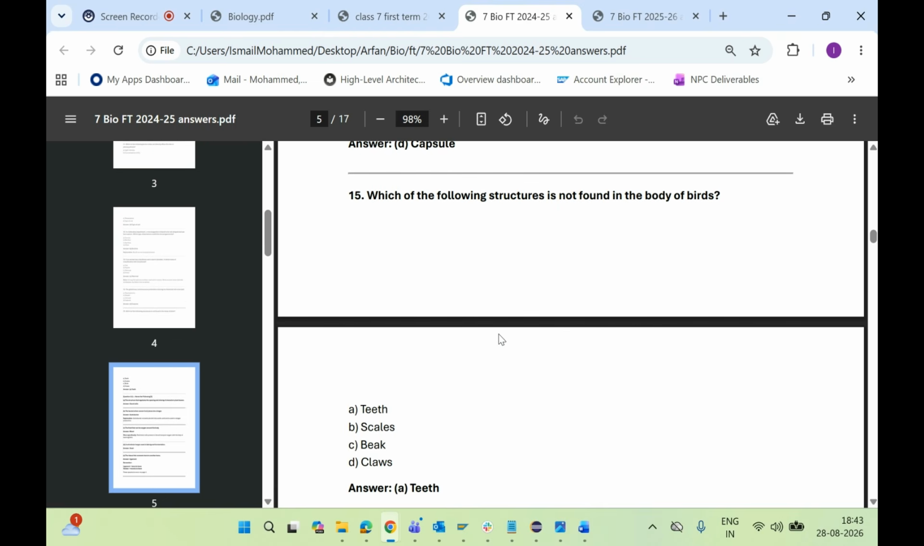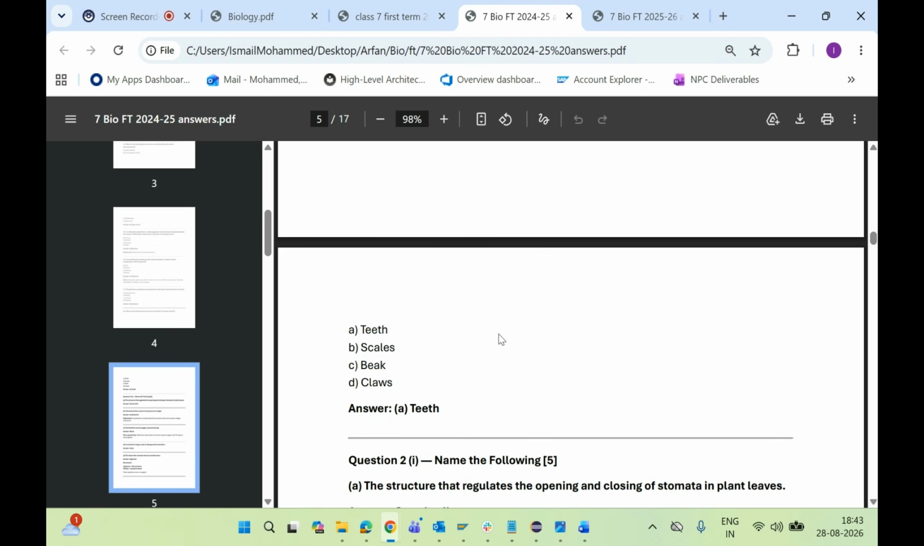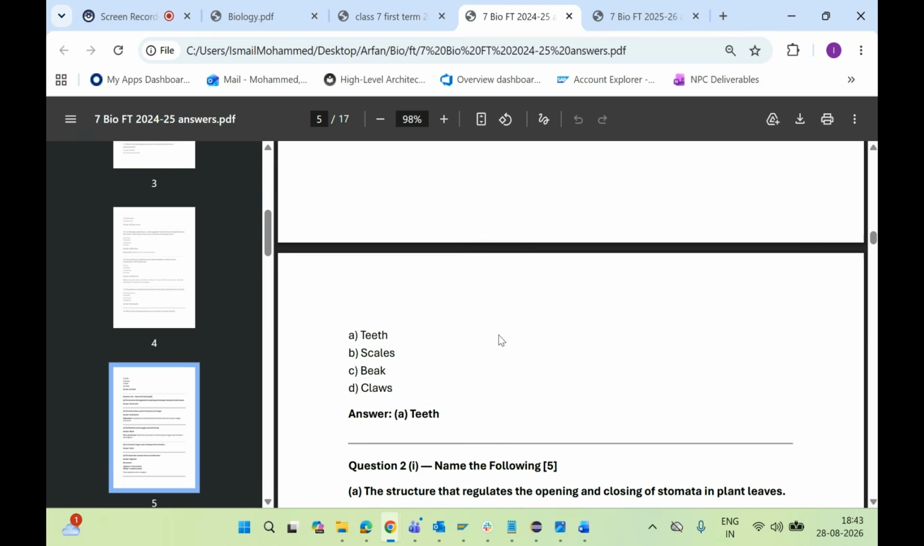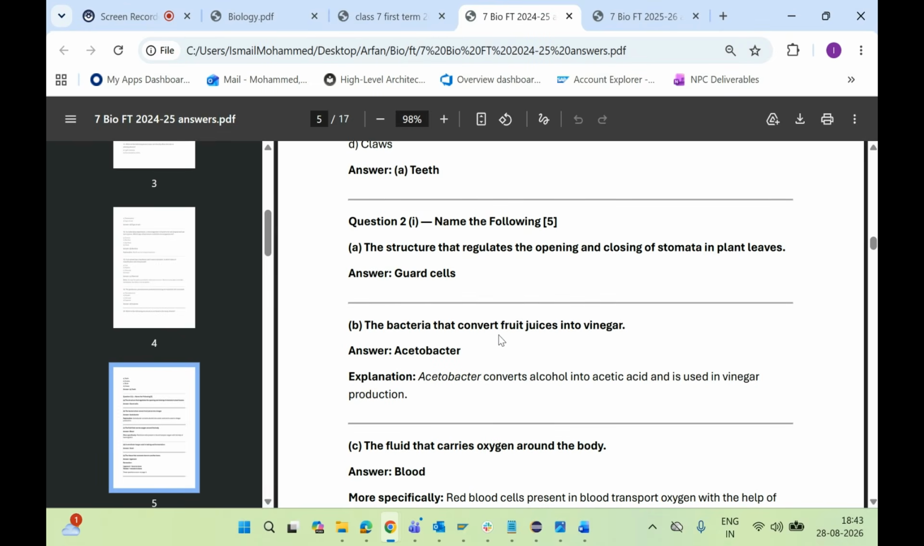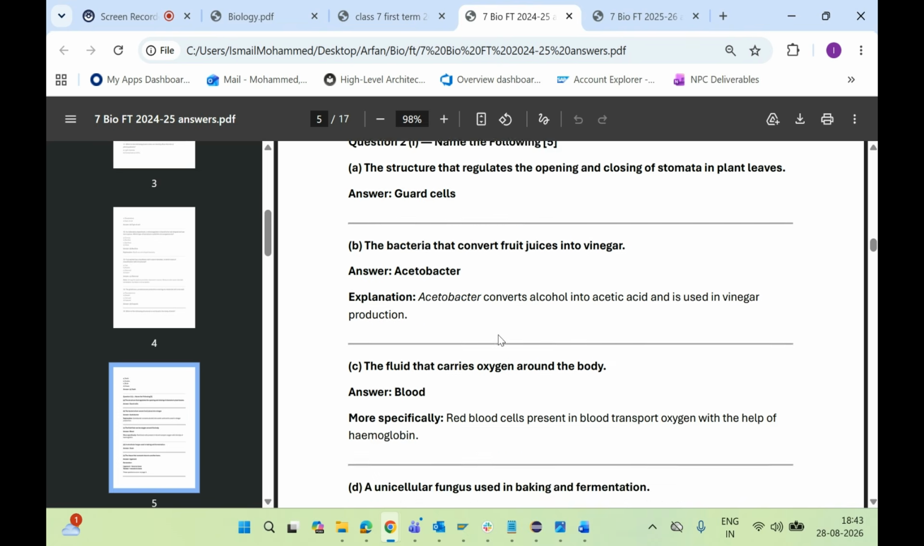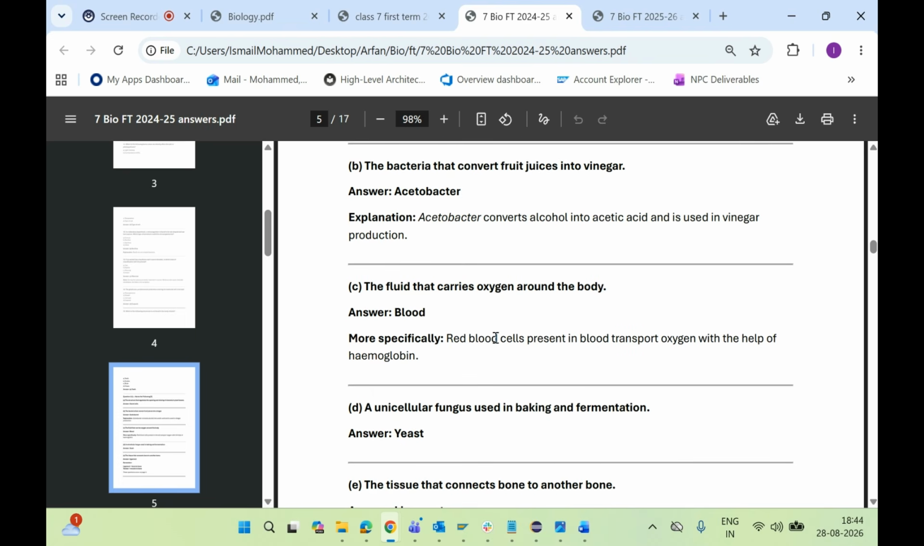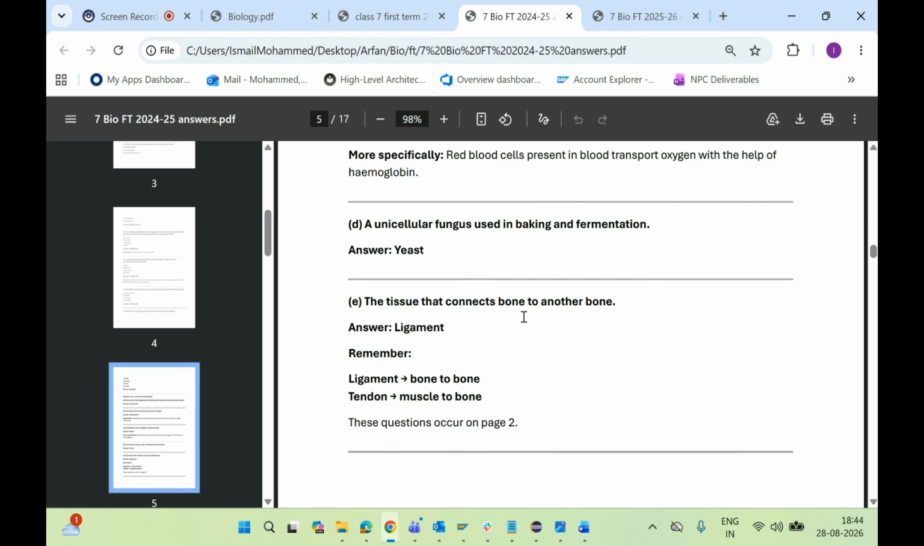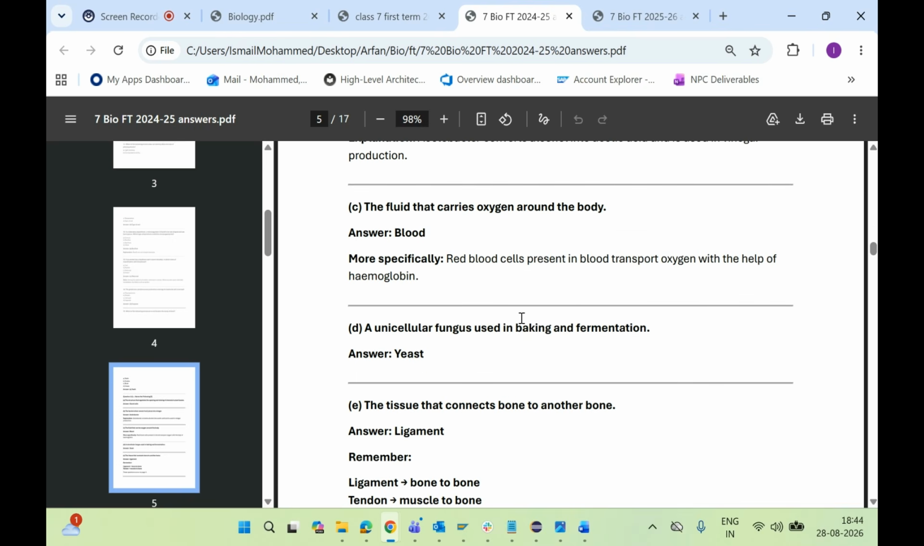Next one, which of the following structures is not found in the body of birds? You don't find teeth. The remaining, you can find beak, claws, scales, but you can't find teeth in a bird. Okay, the structure that regulates the opening and closing of stomata in plant leaves is the guard cells. So this is very important. Guard cells regulate the opening and closing of stomata. The bacteria that converts juices to vinegar is acetic acid bacteria. Acetic acid bacteria helps in converting fruit juices into vinegar. The fluid that carries oxygen around the body is the blood. Blood is the fluid which helps in transport of oxygen.